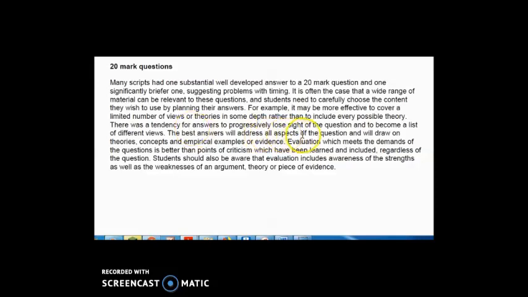Best answers will address all aspects of the question and draw on theories, concepts and empirical evidence or examples. Evaluation which meets the demands of the question is better than points of criticism that have been learned and included, regardless of the question. So think about what the debate is, what is being asked, and be able to make a judgment or an evaluation based on that. And lastly, students should also be aware that evaluation includes awareness of the strengths as well as the weaknesses of an argument, theory or piece of evidence.